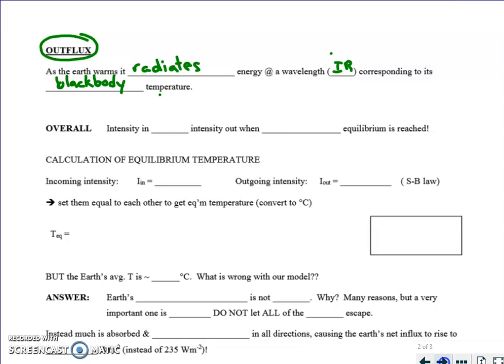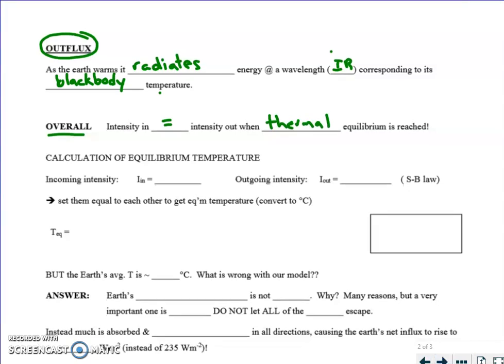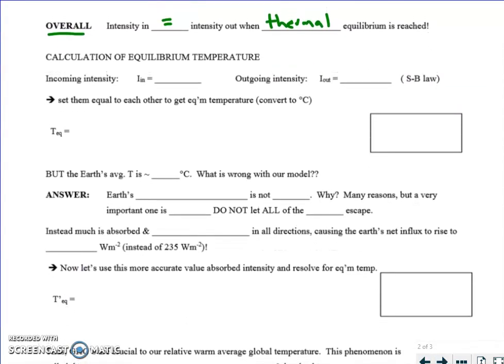Okay, so our overall idea is that intensity that's coming in has to equal intensity out when thermal equilibrium is reached. So now we're going to apply the equations that we've learned and then some of the numbers that have come up so far. Okay, so ultimately our intensity in equation is the solar constant times 1 minus alpha. So that's building in the albedo. Now when I put that I_S there, I don't mean the 1440, I mean the average value for this over the whole surface of the Earth. So I don't want you to be confused by that.